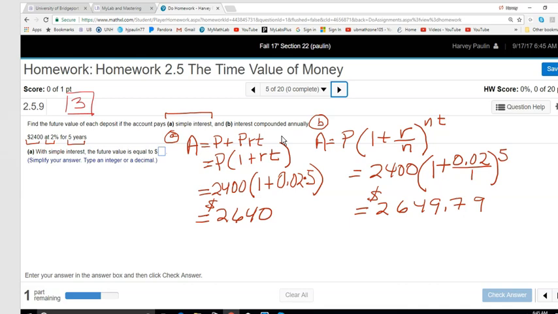Now, my question to you, what's the difference between simple interest and compound interest? Different formulas, but what would be the background? Well, simple interest, your principal stays the same. In compound interest, each year, the principal is increased by the previous interest. So your principal is growing each year. That's the major difference.